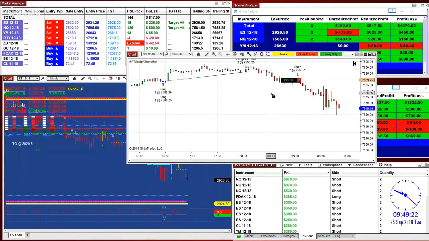Stop loss, trailing stop. Once this trend is over, the system is going to be closing that trade automatically. Mainly, we use 1 minute, 3 minutes, and 5 minutes. And you can also use ticks if you like to.